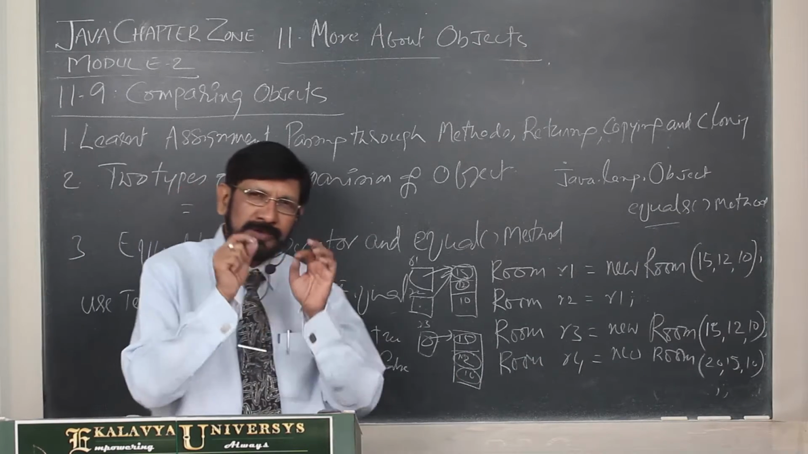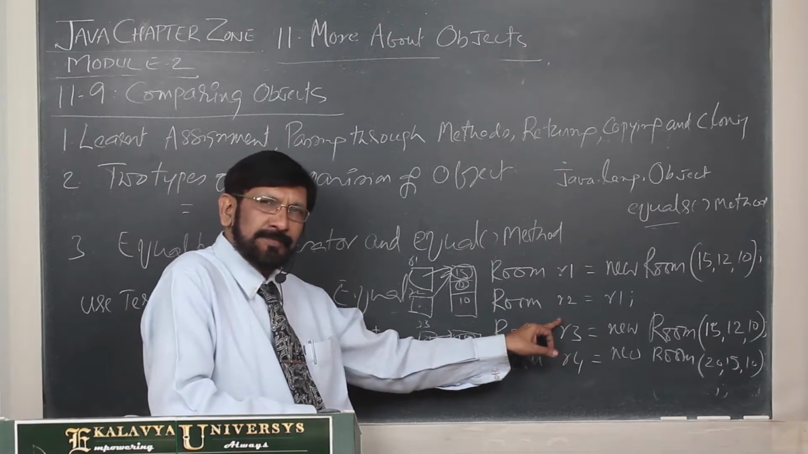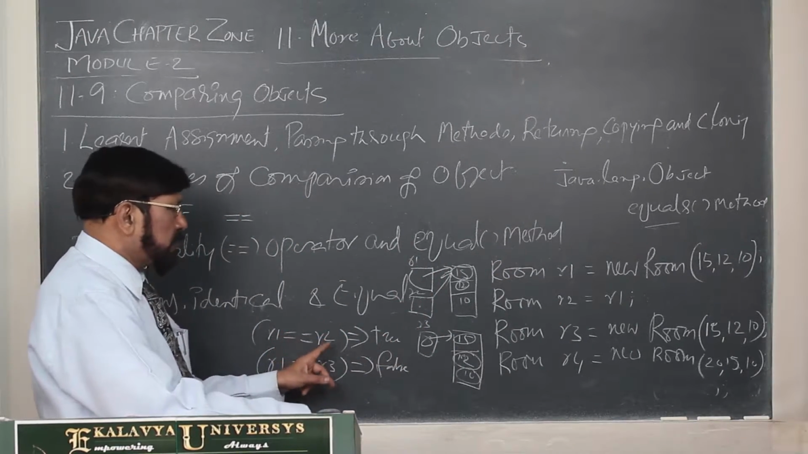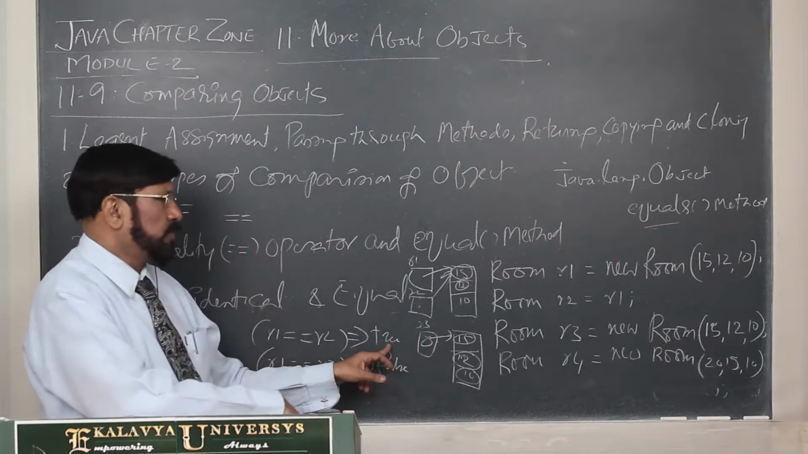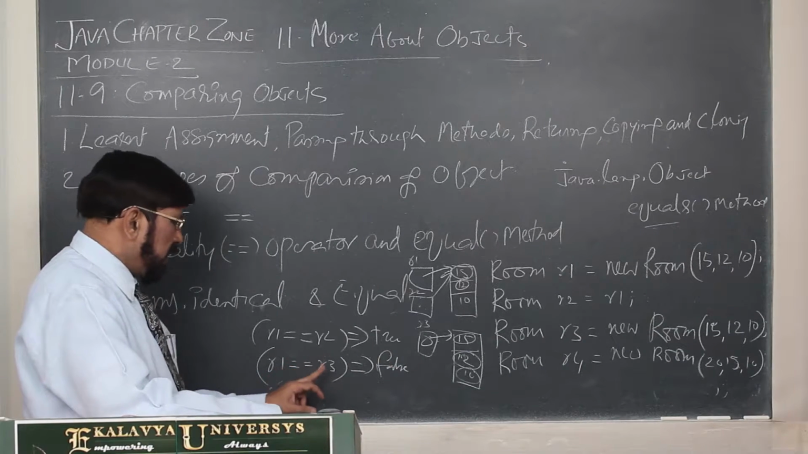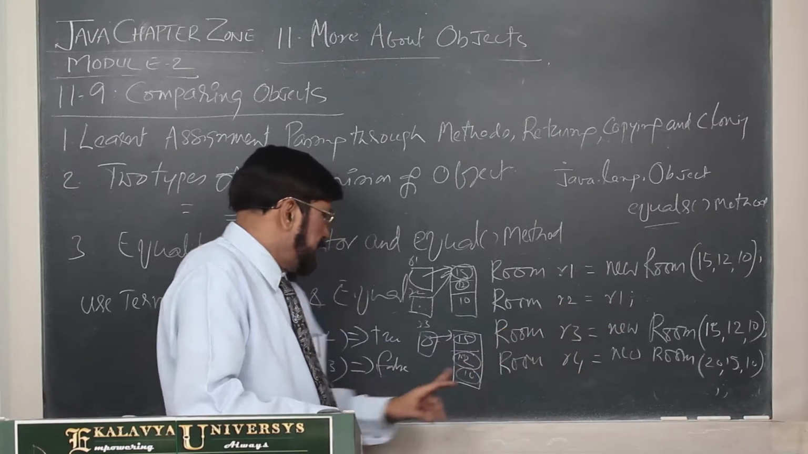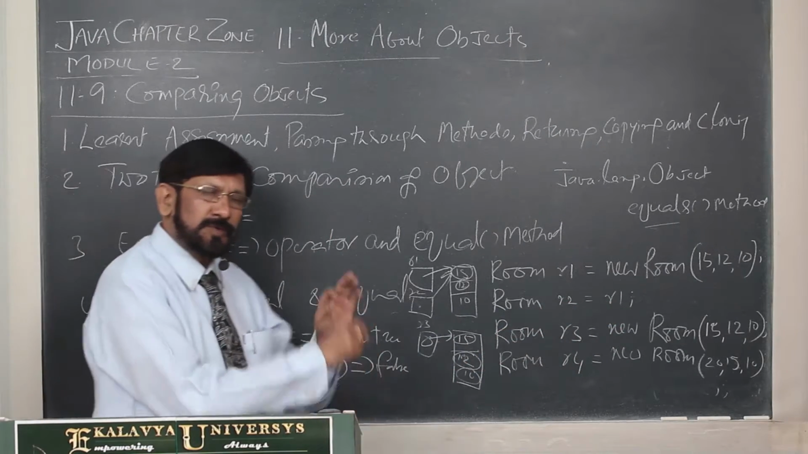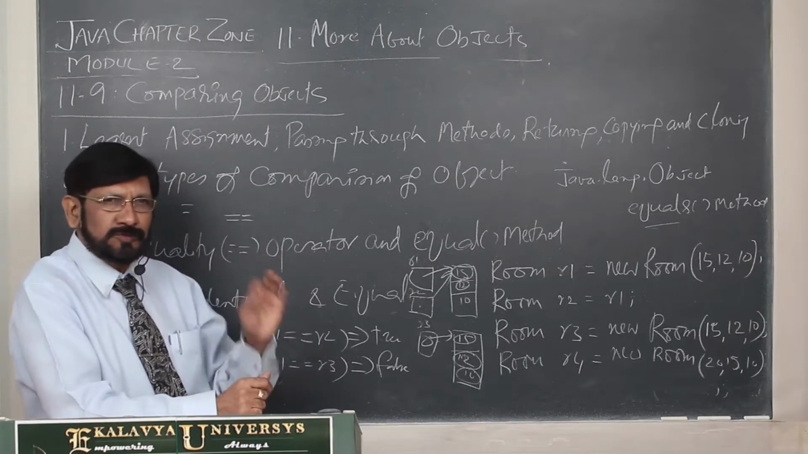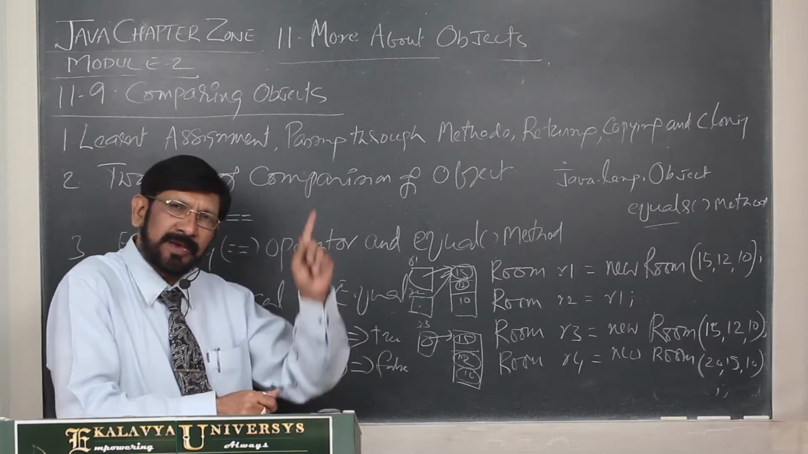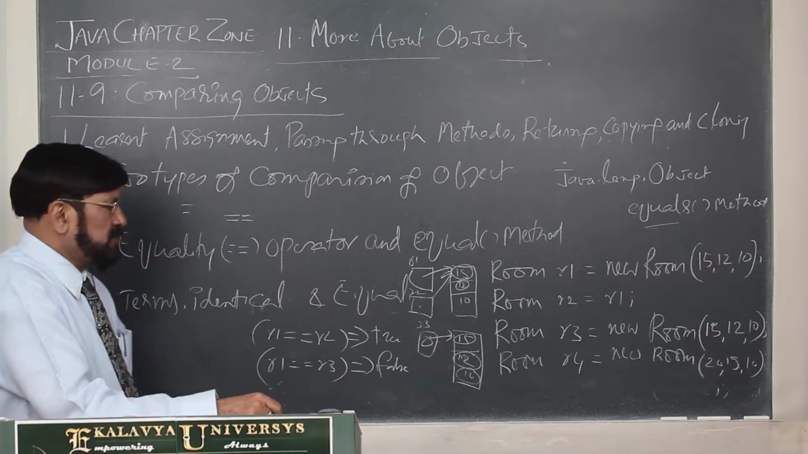So by using the equality operator, we can compare reference equality. R1 and R2 are referring to the same object, so it has come true. And R1 and R3 are referring to different objects, so it becomes false. So you must underline this: the equality operator is useful for comparing the equality of the reference variables. Okay, that point you keep aside.